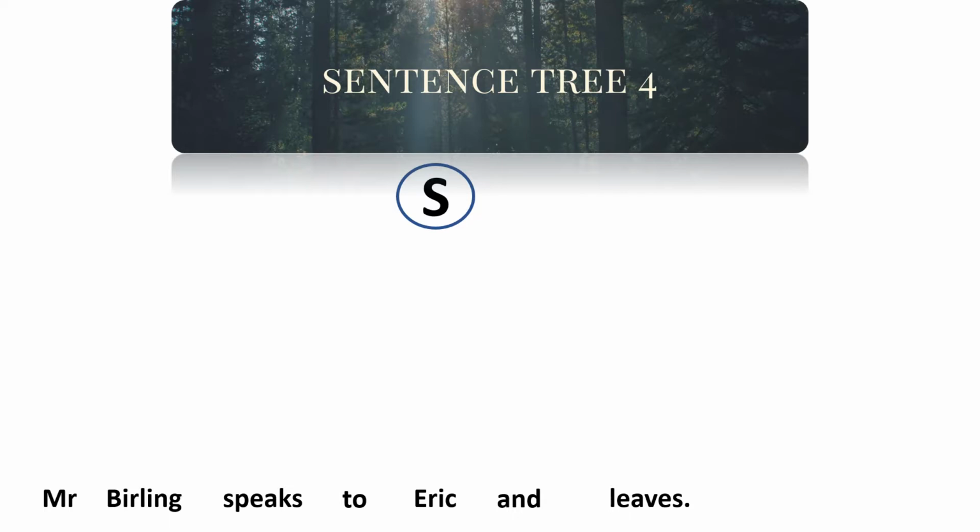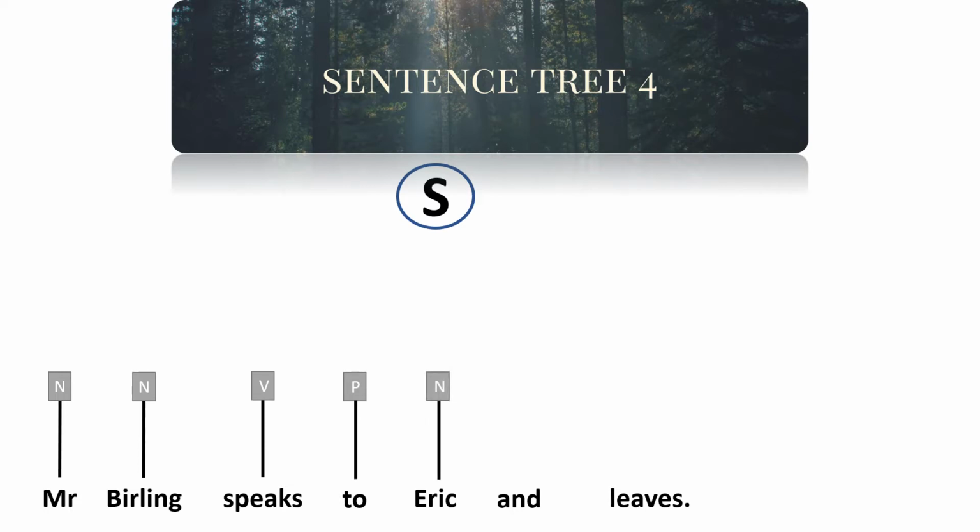Let's now look at a completely different sentence. Here, Mr. is a noun and Berling is a noun. Speaks is a verb, of course, but now we also introduce the preposition to. The sheet I gave to my students, the one with examples of the different terms, was very useful here because they were able to refer to their list of prepositions there. Eric is a noun. Again, of use to the students here is the fact that in English prepositions come after a verb but before a noun, and they can clearly see it here.